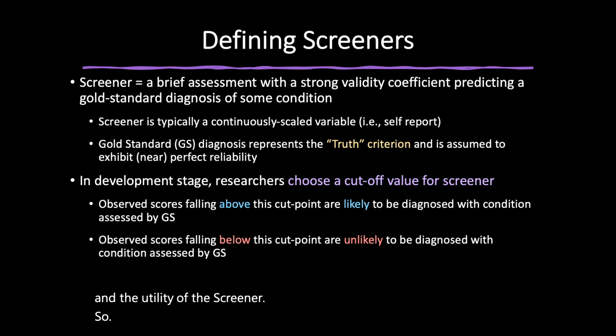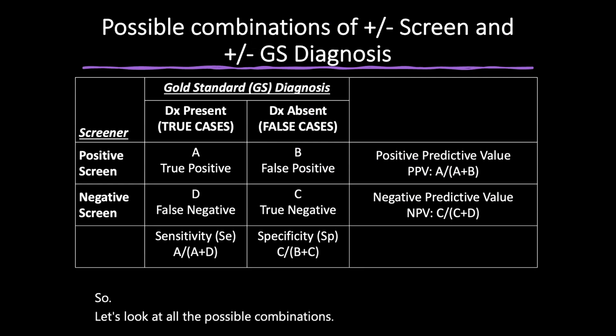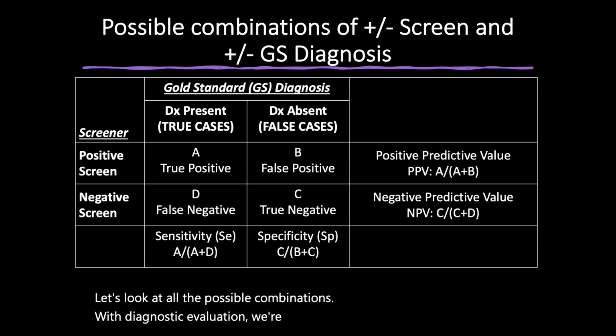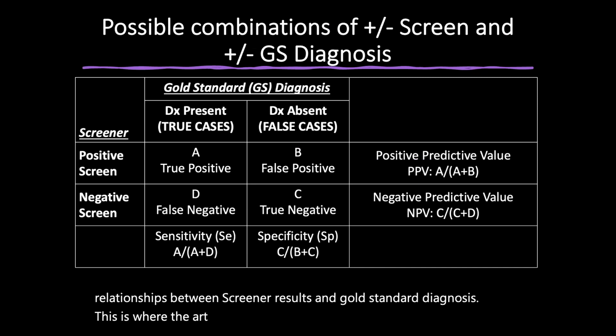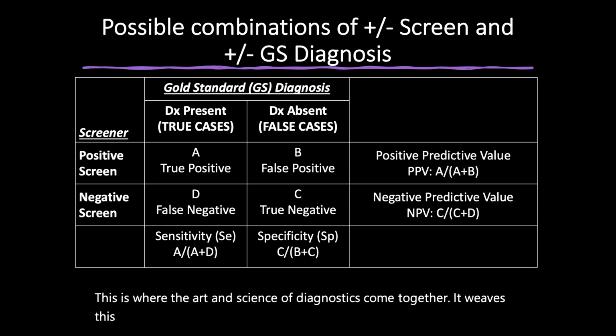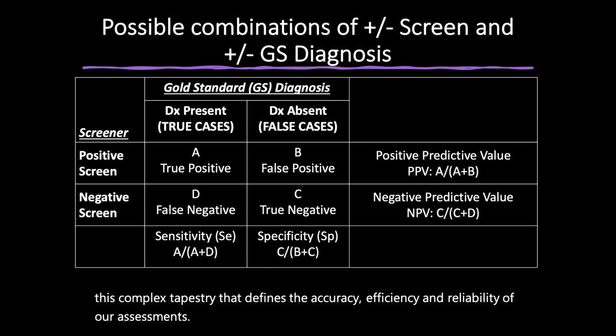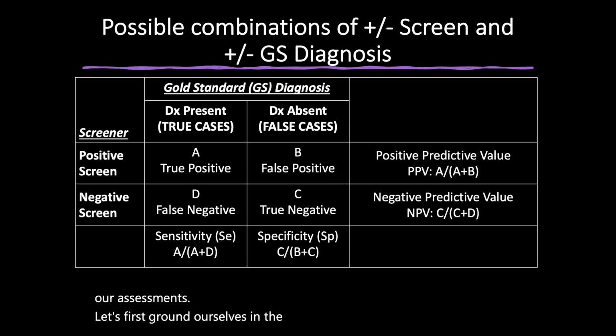So let's look at all the possible combinations. With diagnostic evaluation, we're focusing specifically on the intricate relationships between screener results and gold standard diagnoses. This is where the art and science of diagnostics come together. It weaves this complex tapestry that defines the accuracy, efficiency, and reliability of our assessments. Let's first ground ourselves in the fundamental building blocks of this matrix.